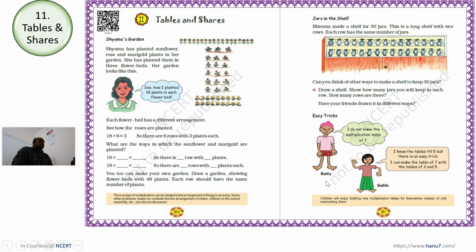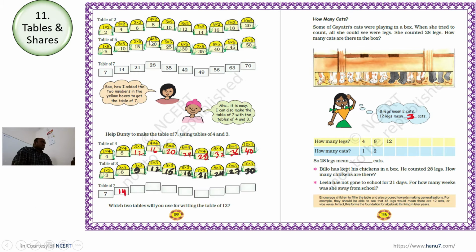Then we have seen the Bunty and Guddu tricks, how to find out the easy mathematics calculations. If you don't know what the table of 7 is, then you can get it from the table of 5 and 2 like that. So that is clearly demonstrated in this video.